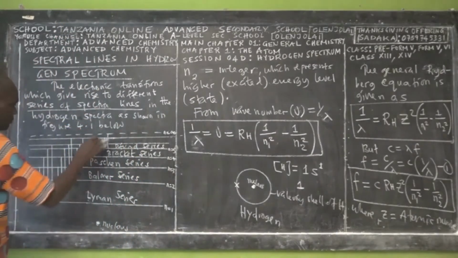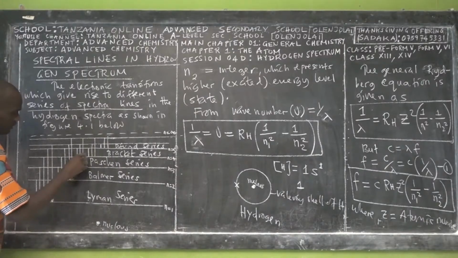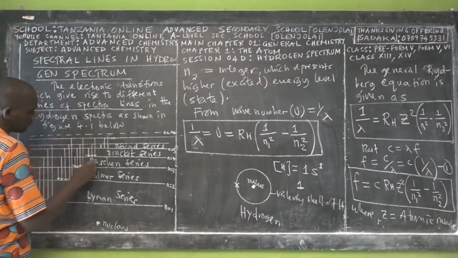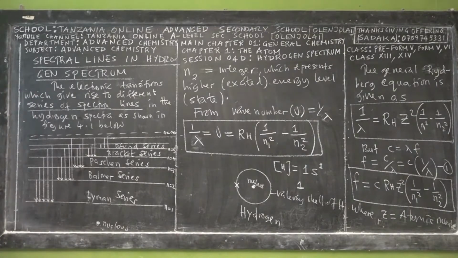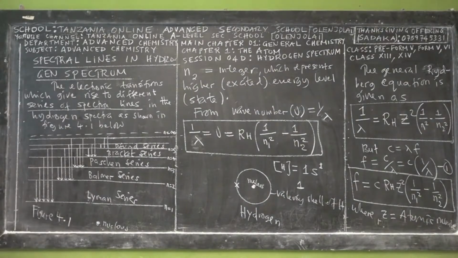So we show these vertical lines by using arrows. Here we have an arrow, and here we have an arrow, and here we have an arrow, like that. So this is figure 4.1. This is the hydrogen spectrum, the way it is.